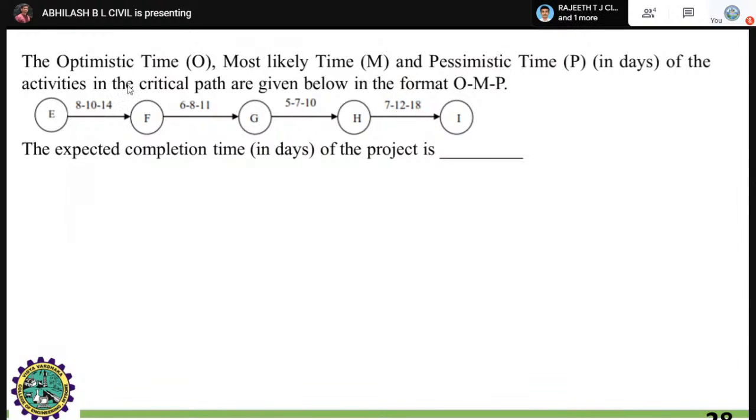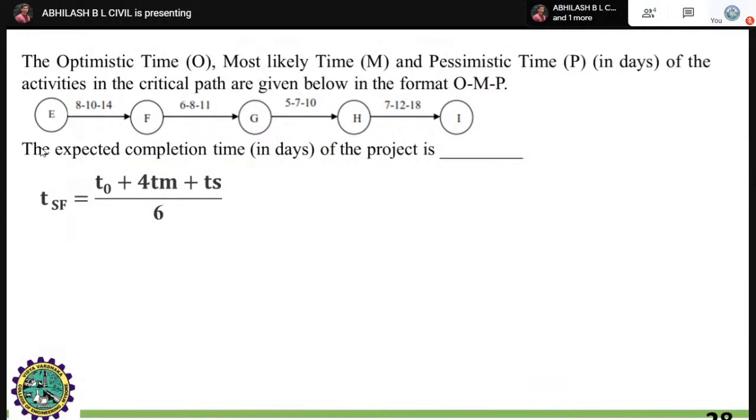I think you know optimistic time and pessimistic time with the full glass and half glass example, right? The person who is optimistic will say whether the glass is half full or half empty. That is how optimistic and pessimistic works. The expected completion time in days of this particular project is what you have to calculate.